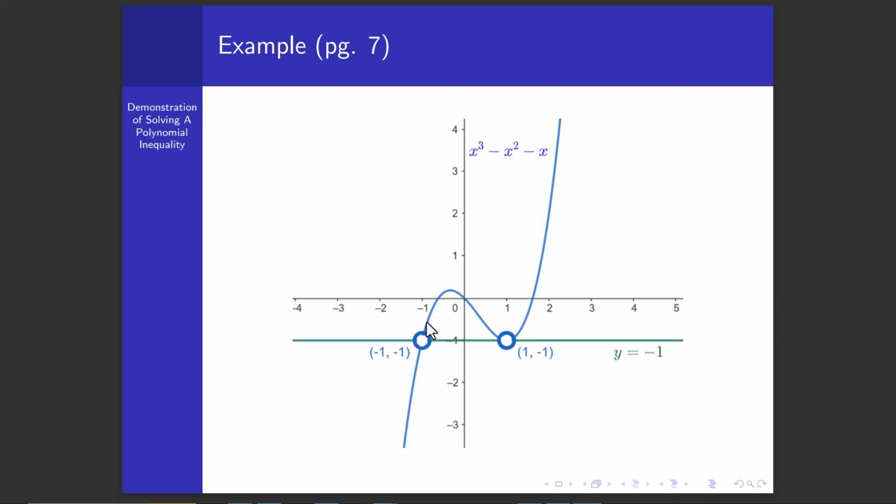And we have the graph of x cubed minus x squared minus x always above the line y equal negative 1 over exactly the interval that we described previously, from negative 1 to positive 1, and then from 1 to infinity. We are above that line. And again, we have to omit negative 1 and 1 because that makes it equal to, and we are only interested in where it's bigger.